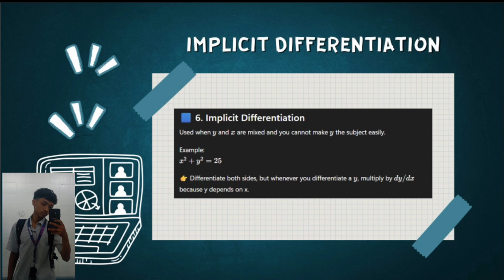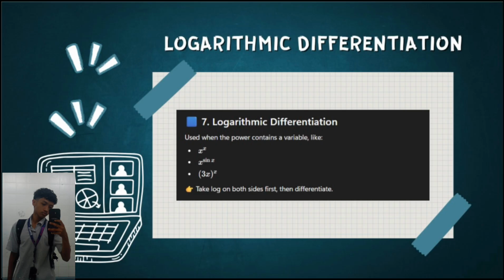The sixth would be implicit differentiation. It is used when y and x are mixed and you cannot make y the subject easily. For example, x^2 plus y^2 equals 25. You differentiate both sides, but whenever you differentiate y, multiply by dy over dx because y depends on x.